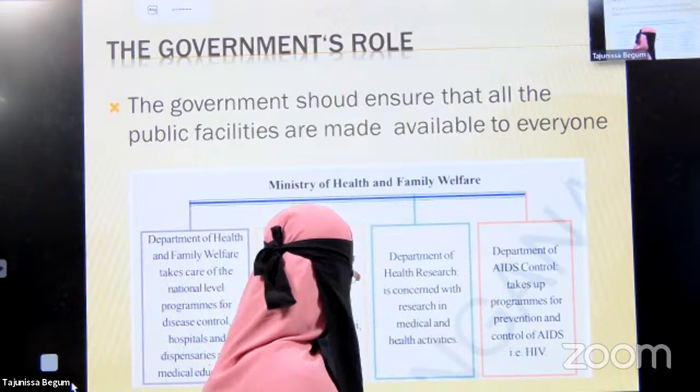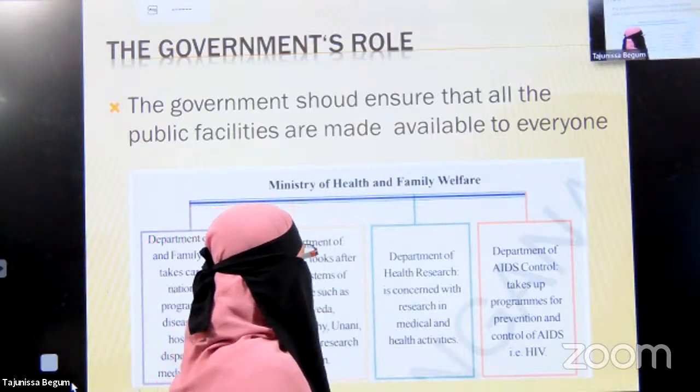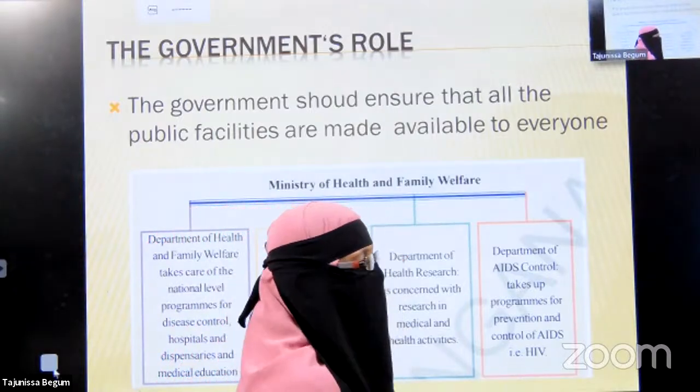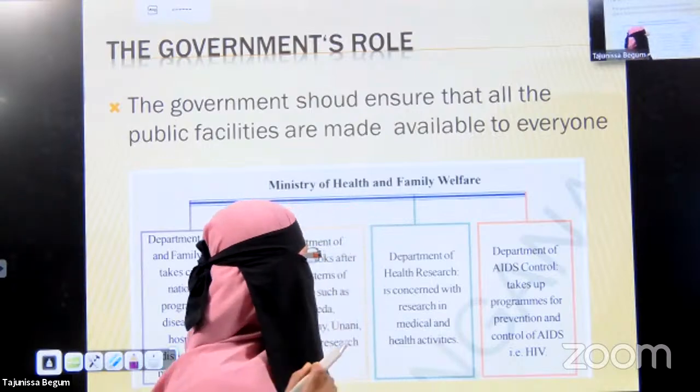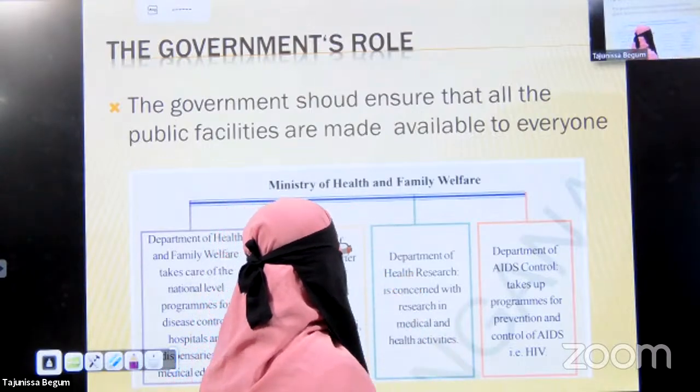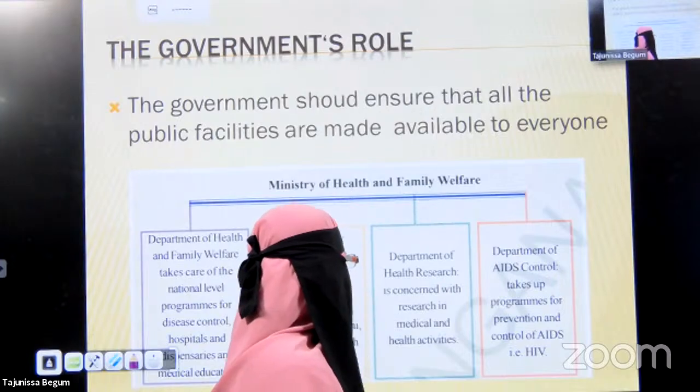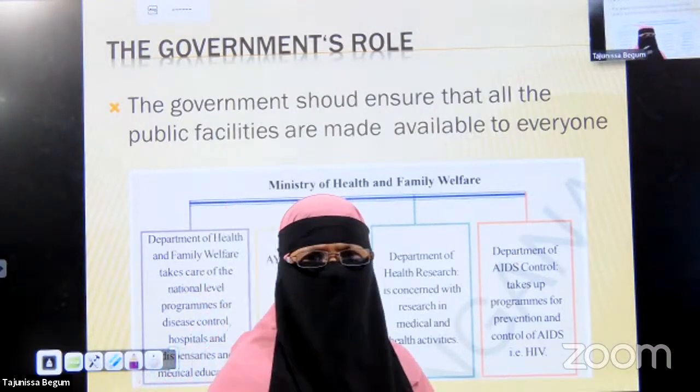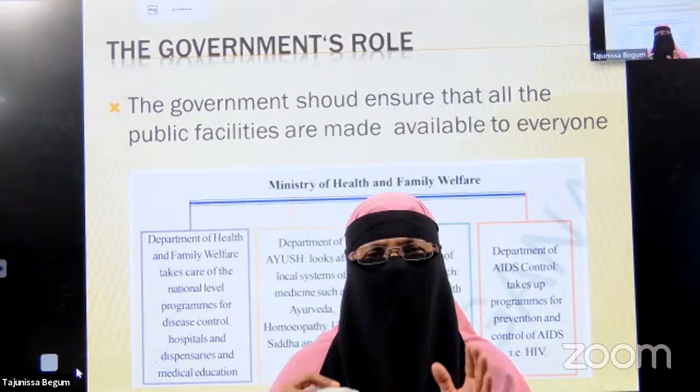Unani, Siddha, and research in them. Next is Department of Health Research. The people are doing some research. The Department of Health Research is concerned with research in medicinal and health activities. They are going on doing research for particular types of diseases. How can we cure them?